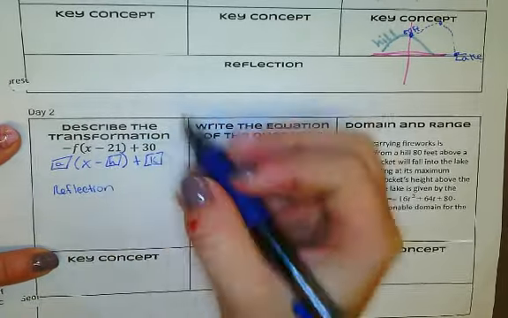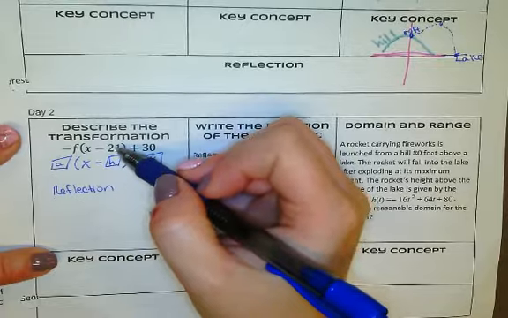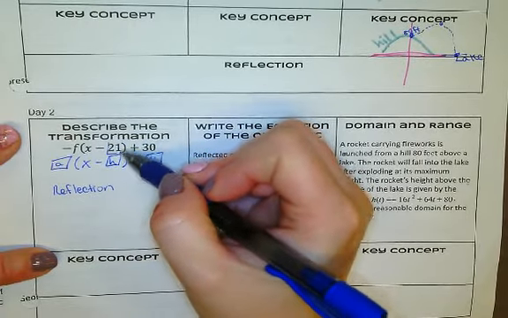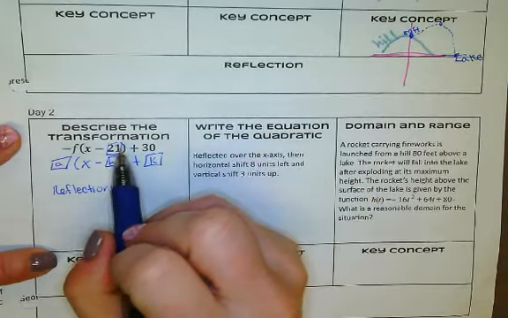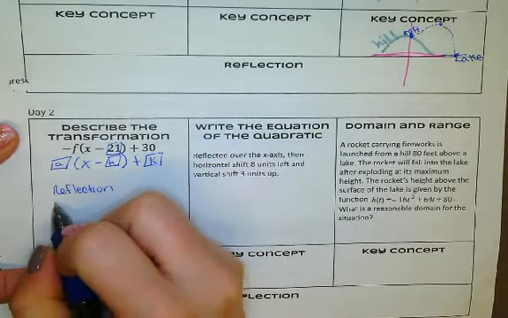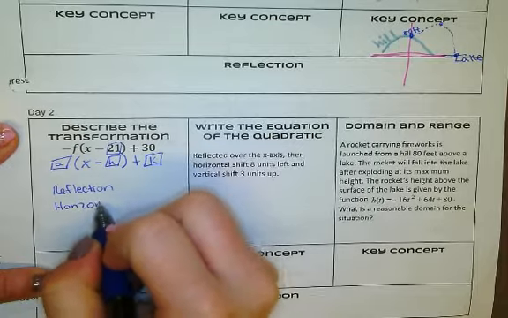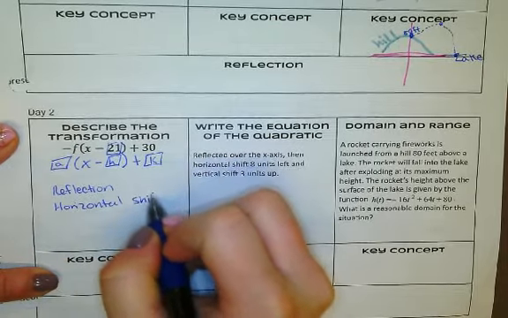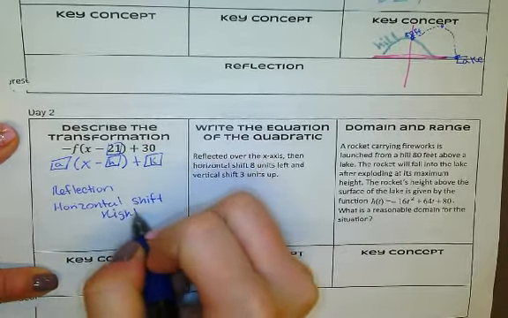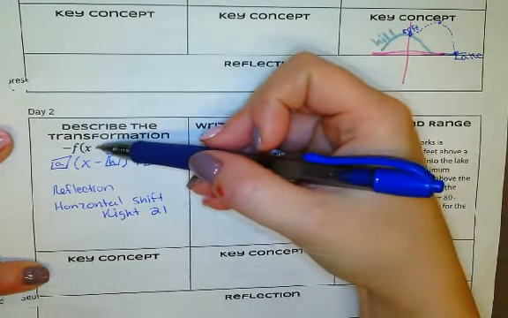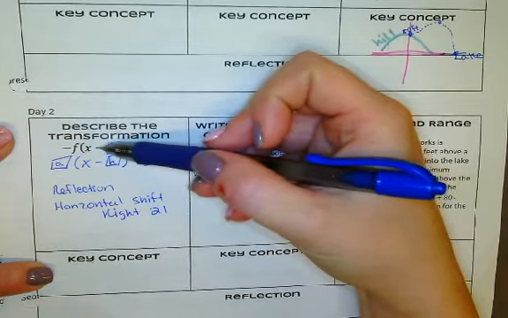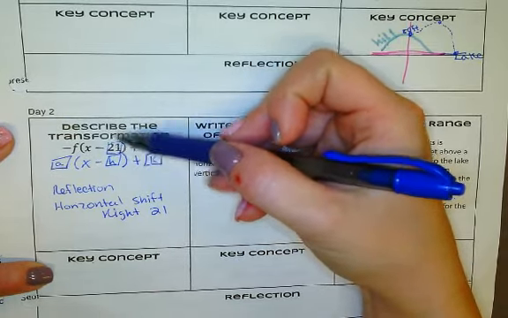I'm going to put A, H, and K here. Our H is positive 21. You've got to remember that your H comes after the X minus. So if your H is positive 21, then you have a horizontal shift right 21.